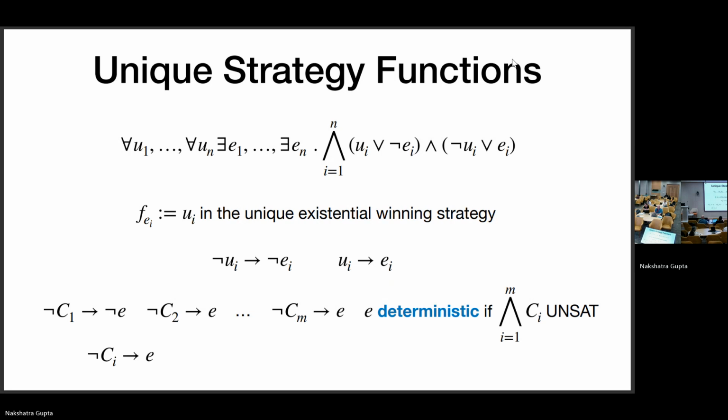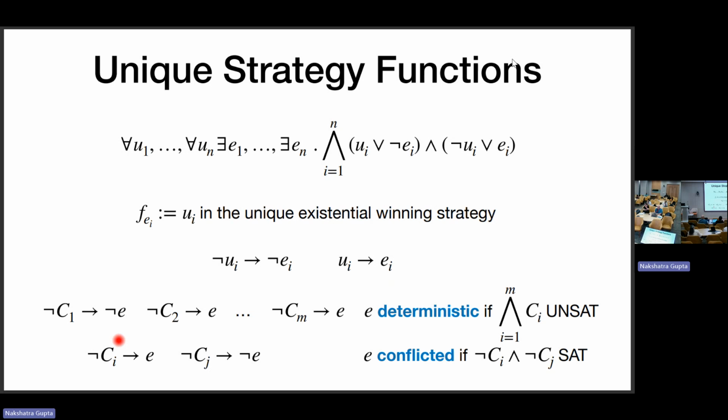And then, if the variable is deterministic, we may actually have a situation where we have two implications of this form that could apply at the same time and that are contradicting. So here we may have two clauses, one forcing E to true, the other forcing E to false, so that both not Ci and not Cj could be true at the same time. And then we say that the variable is conflicted.